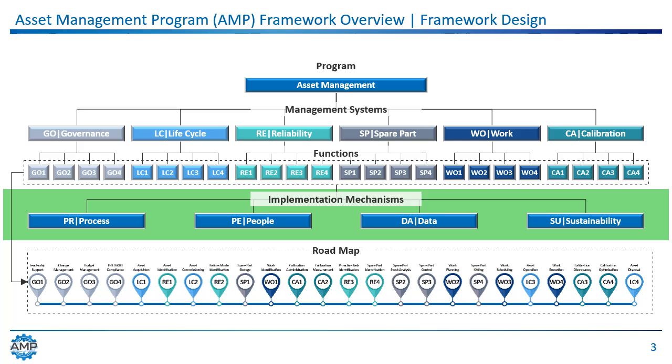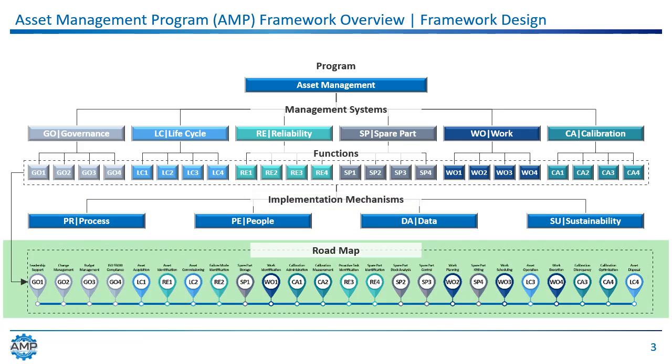Because each management system can be broken down into functions, and each function contains specific processes, the functions can be organized in order of implementation as illustrated in the roadmap section of the slide. The roadmap is a general representation of when each function occurs in time if starting to develop a program from scratch, from the time we obtain leadership support to the time we dispose of the asset. We'll talk more about the roadmap later as well.